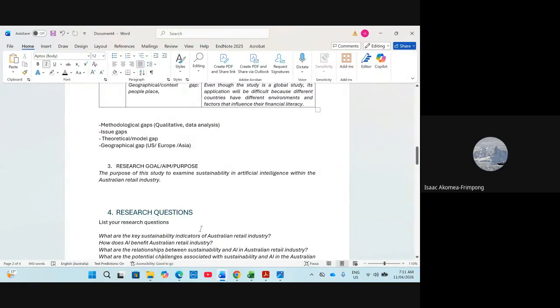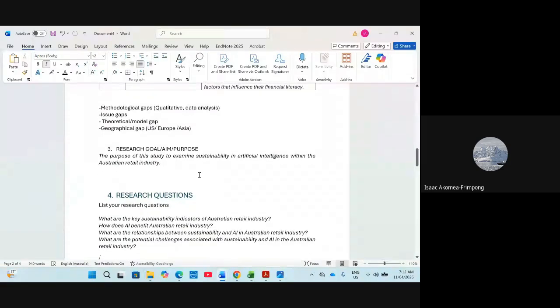Okay, so on the basis of this, I said the aim, this is not the right aim, but I just stated something. That's not what I was studying, but it's just an example. On the basis of one problem statement, I said the study aims to examine so and so, in this case, artificial intelligence within the Australian retail industry. This is just an example.